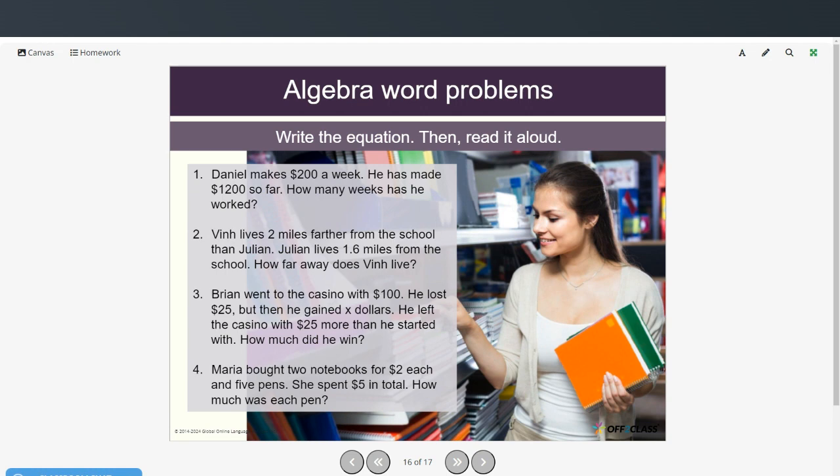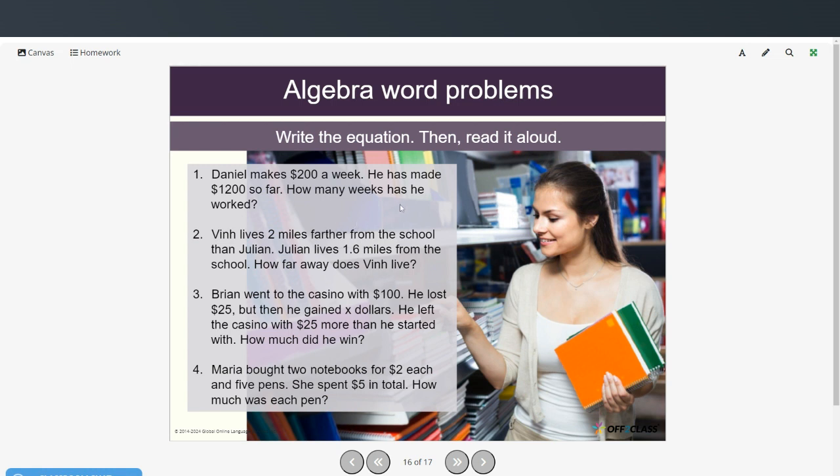Alright, so now you'll try writing the equation that goes with each of these word problems, and then just for practice you can read it aloud. You can pause the video, do that on your own, and then restart when you're ready to check your answers.